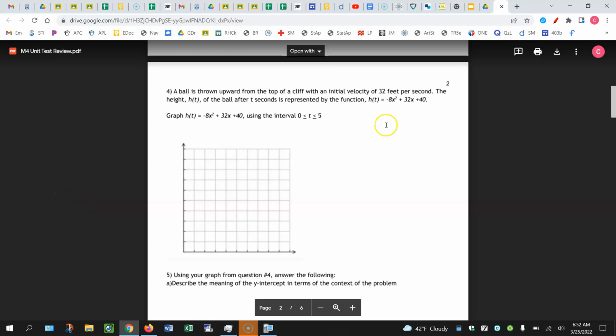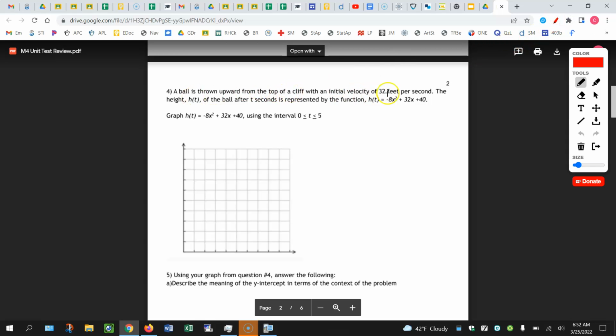Right, in this video, I'll go through questions 4, 5, and 6 with you. In question 4, you have this ball thrown upward from the top of a cliff with an initial velocity of 32 feet per second. The height of the ball after t seconds is represented by this function. So these should actually be t's, not x's. But when you plug it in the calculator, it's going to end up being x's anyway.